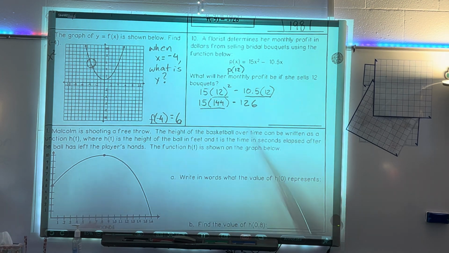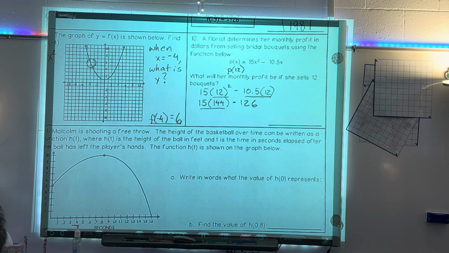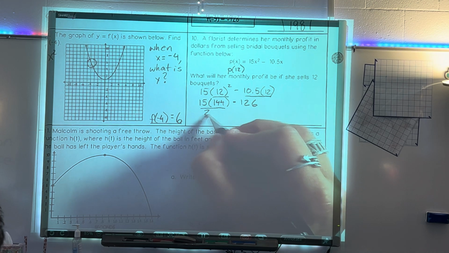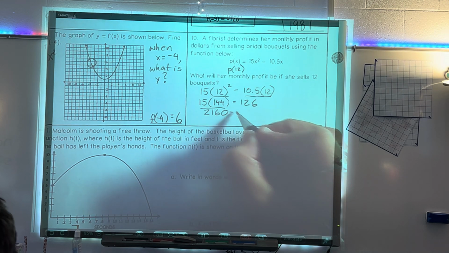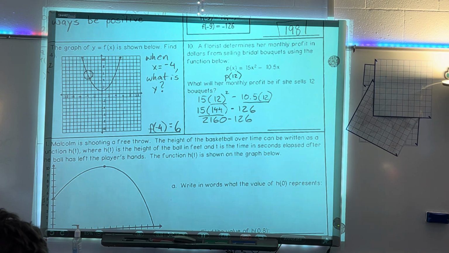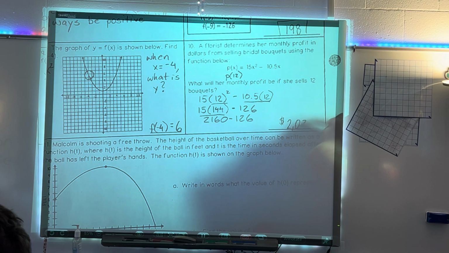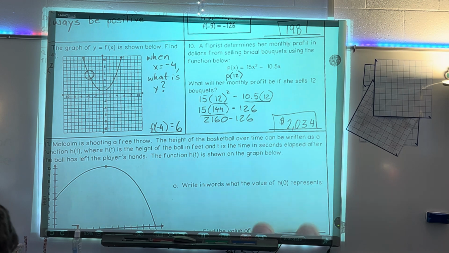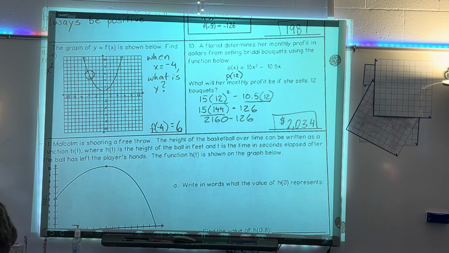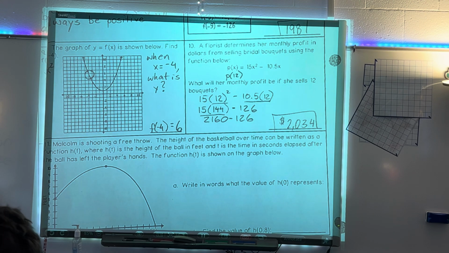Multiply my 15 and my 144, which is 2,160 minus my 126. 2,034. Okay, so her profit is $2,034. If we're talking a money problem, we should get a positive number because profit's good. All right, any questions on that one?